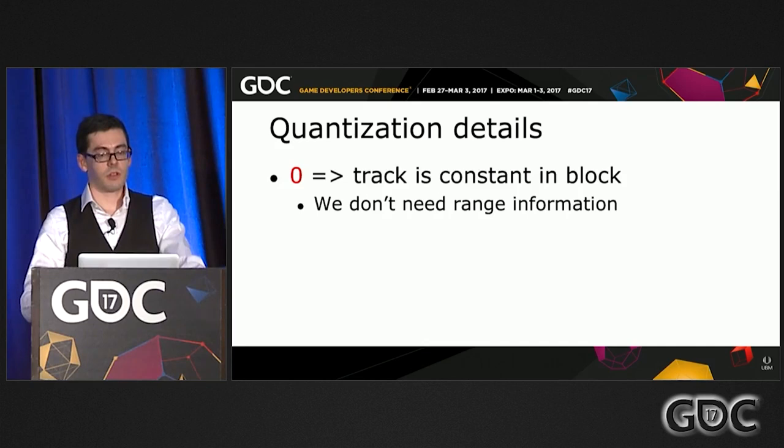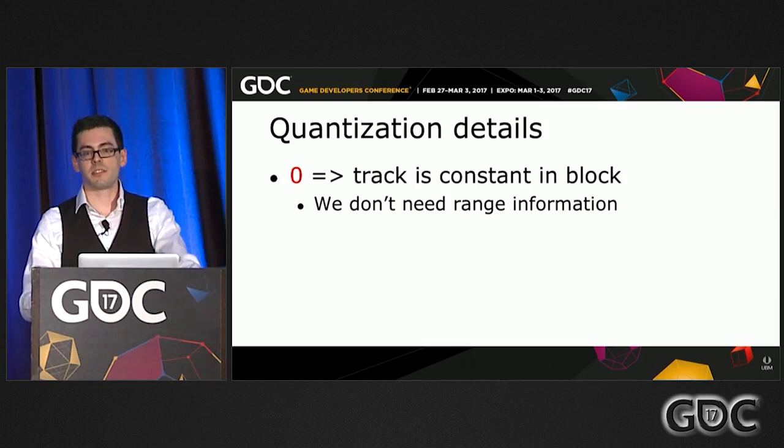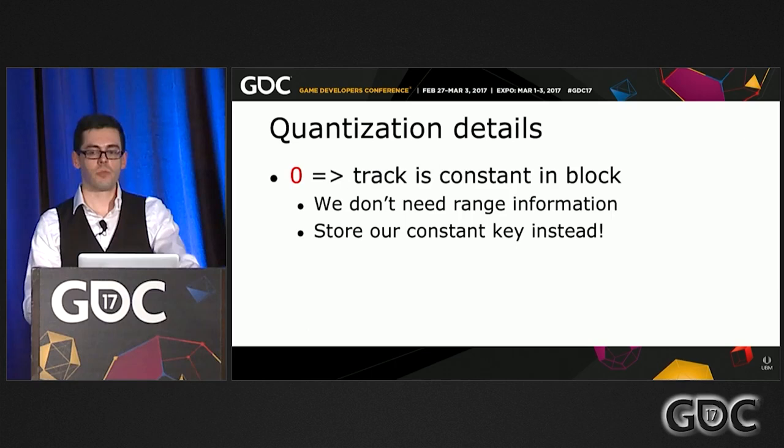We do have one edge case, which is when a track bit rate is 0. It means that the track is constant within the block. Now, of course, if the track is constant, then we don't need range information because our track extent is 0. And when that happens, we reuse the 48 bits that we had for our range information, and we store our constant key at that memory location with 16 bits per component, which is typically enough precision for what we need.